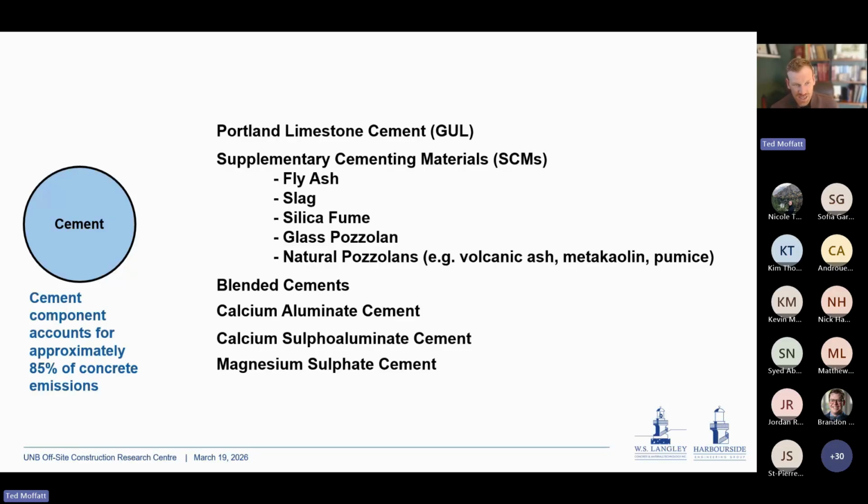Now, recently, CSA adopted glass pozzolan. We'll be talking about glass pozzolan here in a second, but we'll learn there are essentially three types of glass. Beer bottle glass, for example, being one of them. If you crush it down fine enough, you can use it to react pozzolanically within concrete. And then the last one is natural pozzolans. As the name implies, they're obviously natural: volcanic ash, metakaolin, pumice.